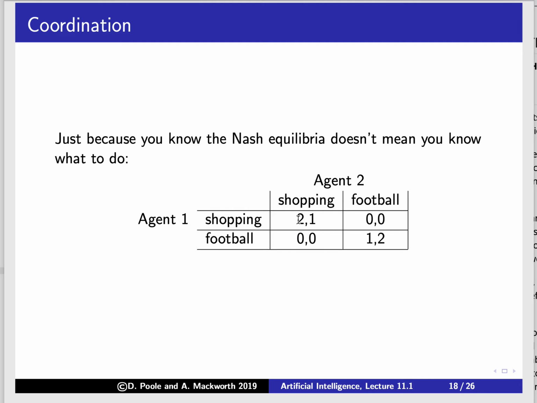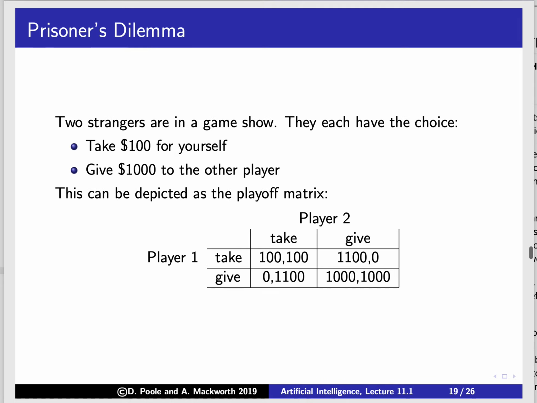So it's a coordination game. They both want to coordinate. They both want to be together. They just have slight preferences for things, and that doesn't mean they know what to do. So that's one problem with Nash equilibrium. Not only are there multiple Nash equilibria, but given multiple Nash equilibria, it doesn't actually tell us what the agent should do.